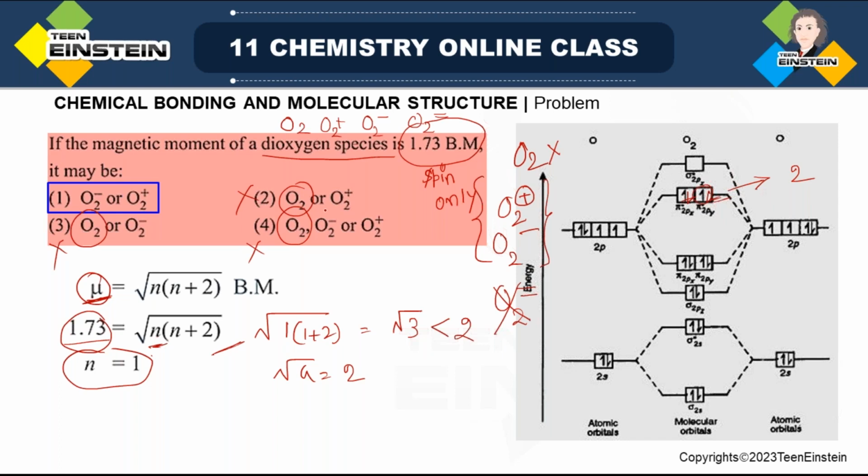Suppose if you are in a hurry, you just know that O2 is paramagnetic for 2 electrons, and O2 is present in options 2, 3, 4. So these 3 cannot be correct. This is a single correct choice. Obviously, the option that is left will be correct. Okay.